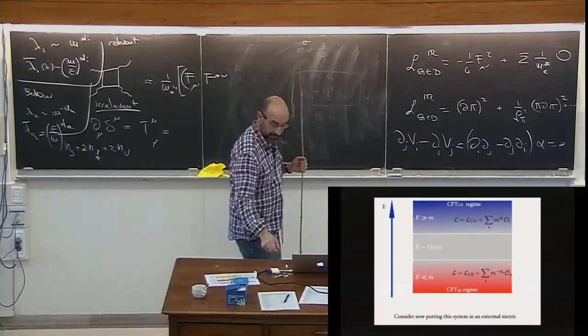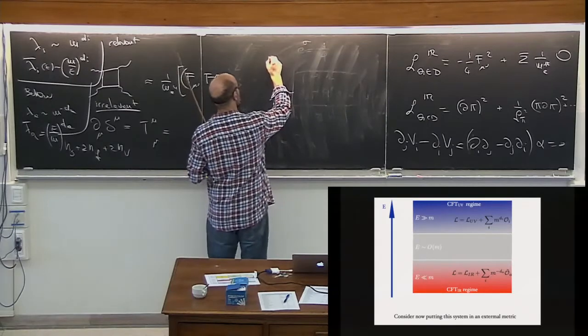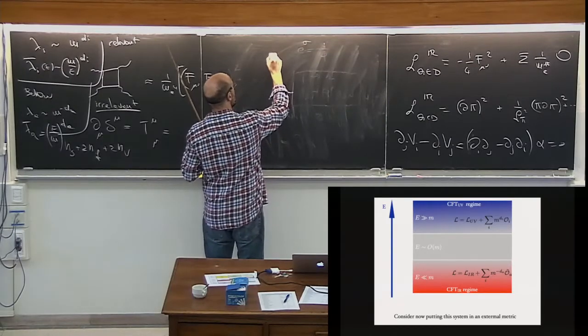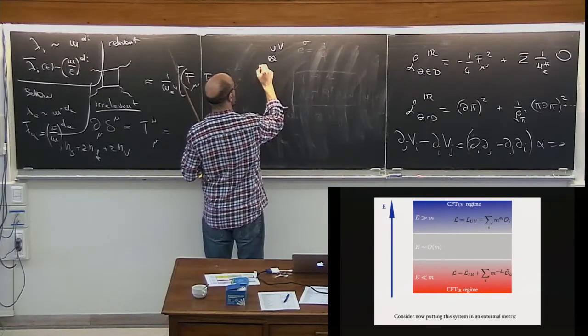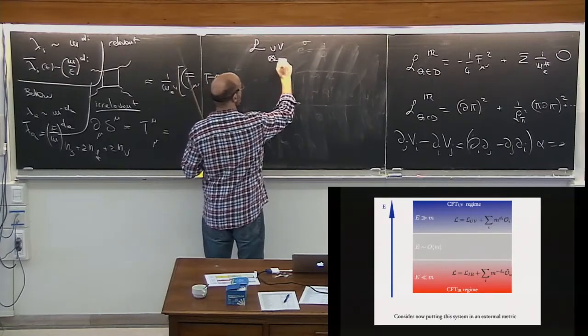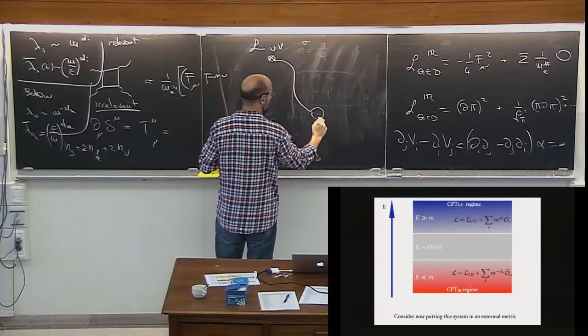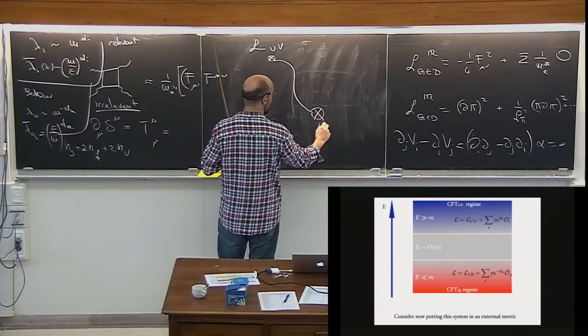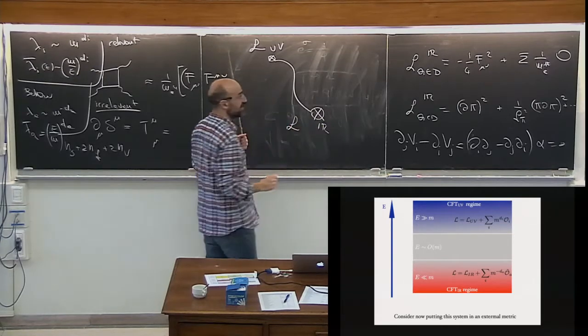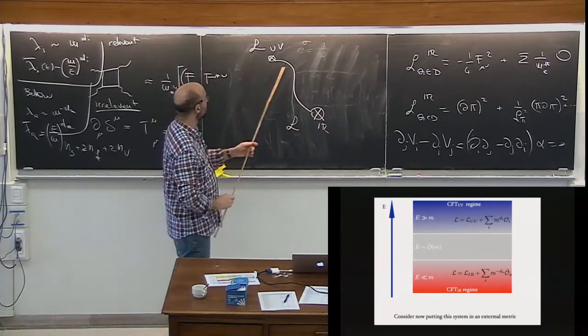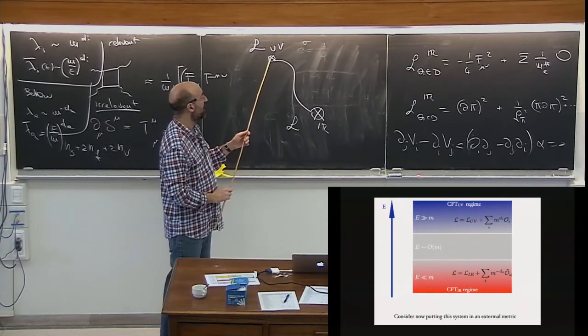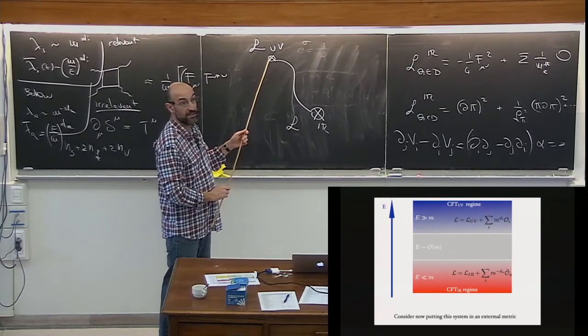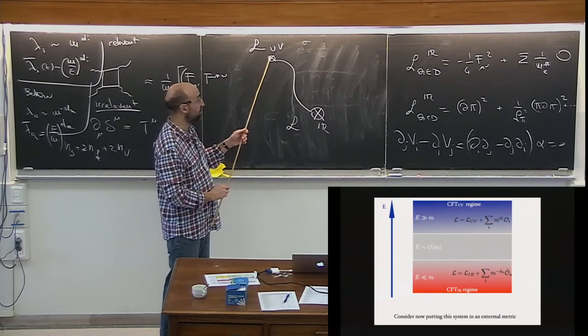So I should make a drawing. So there is the UV theory characterized by L_UV. Okay, then it flows, and this is IR, and there is L_IR. Okay, so the theory is described by a certain Lagrangian, effective Lagrangian associated with a fixed point in the UV.